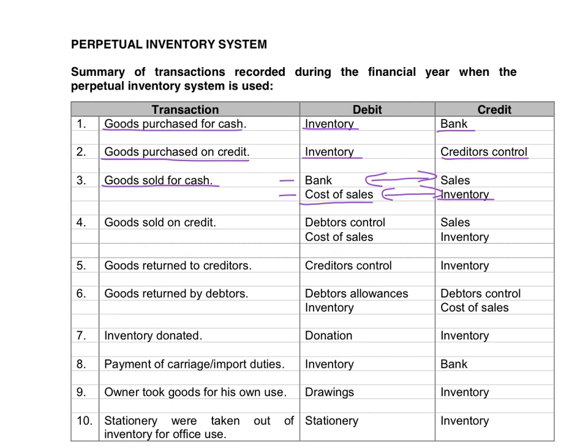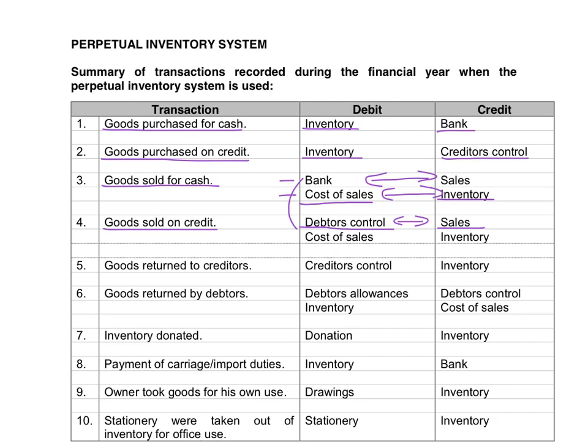Any entry in the inventory account will always be at cost price, so the inventory is decreased with the cost price. When goods are sold on credit, we will do exactly the same as what we did for goods sold for cash, except that this is now a credit transaction, so the debtors control will be debited instead of the bank account. You will still credit the sales account because the amount that the debtors owe you is the sales figure, and your income must increase with the sales figure. So those two must be your double entry.